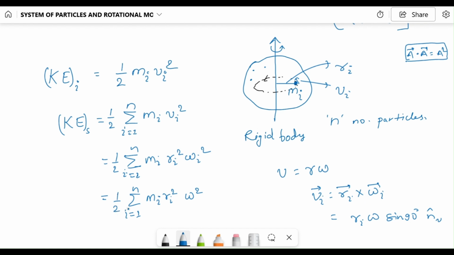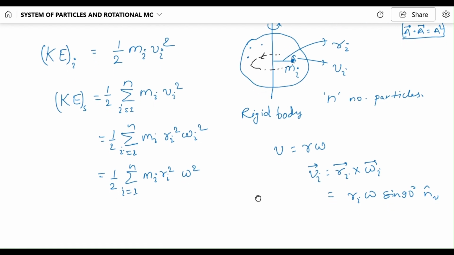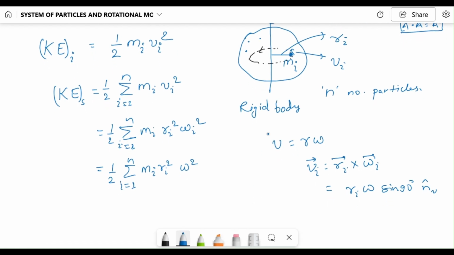Now we can compare, because if we take this body as a whole, it has no translational motion at all. Even though the particles are moving on certain paths, this body as a system has no translational motion at all. So we can say that the kinetic energy possessed by this body is due to its rotation, a kind of rotational kinetic energy.